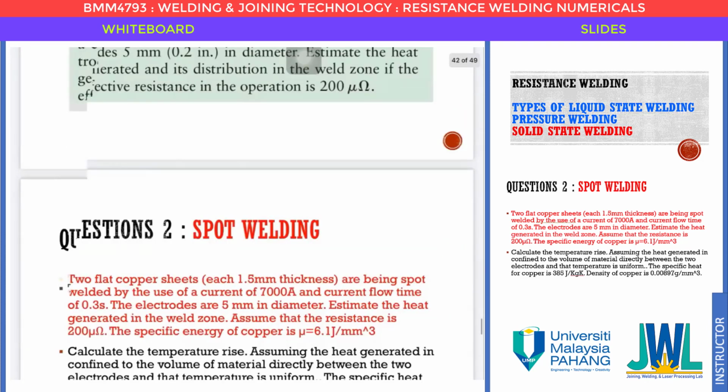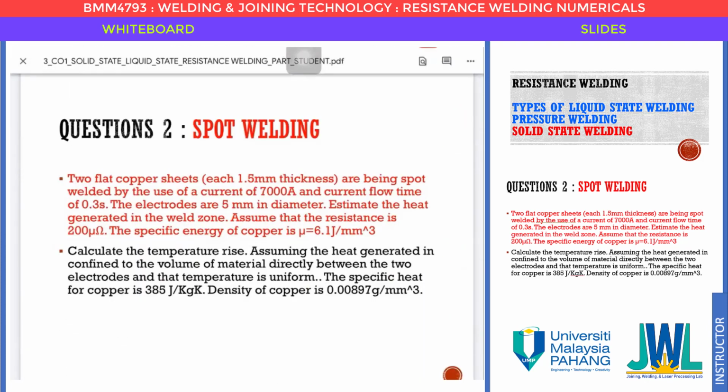So two flat copper sheets, each 1.5 millimeter thick, are being spot welded by the use of current which is 7000 amperes, and the current flow time is 0.3 seconds. The electrodes are 5 millimeter in diameter. Estimate the heat generated in the weld zone, assuming that the resistance is 200 microohms. The specific energy of copper is 6.1 joule per millimeter cube. So here in this numerical, they have given the specific energy of this material.